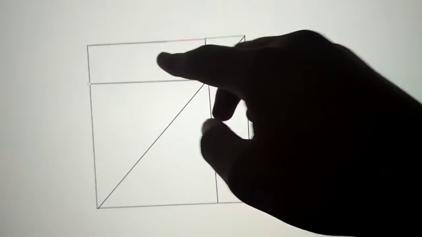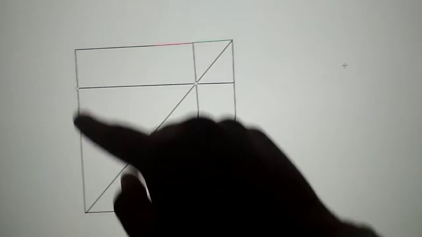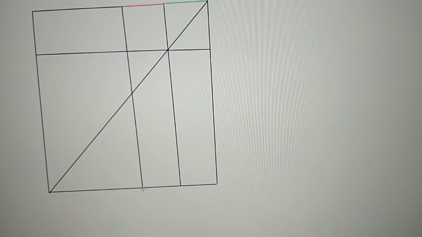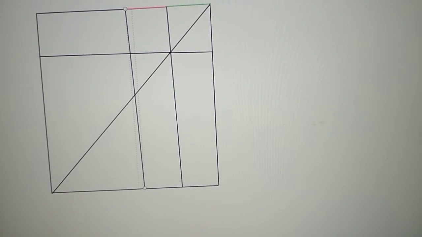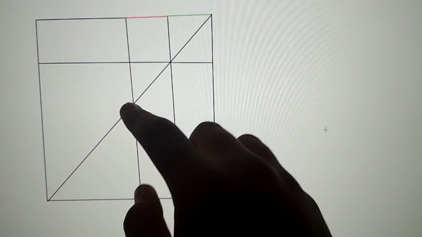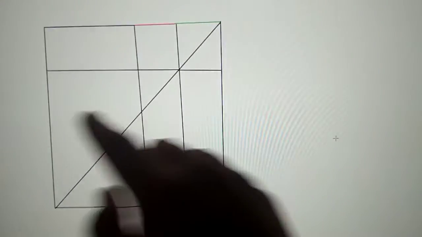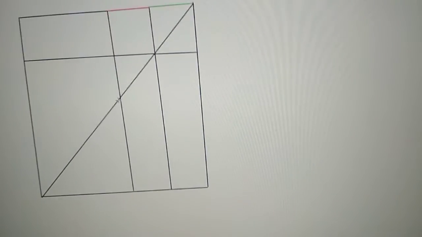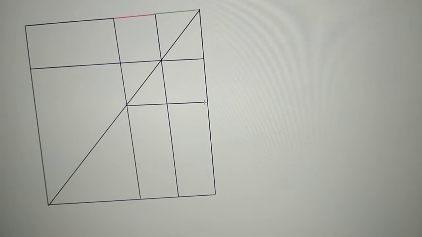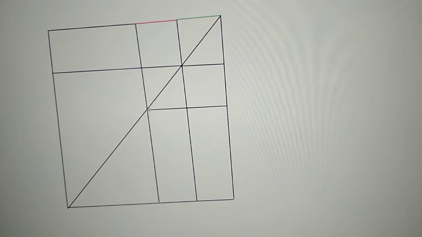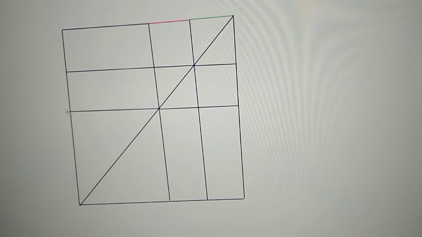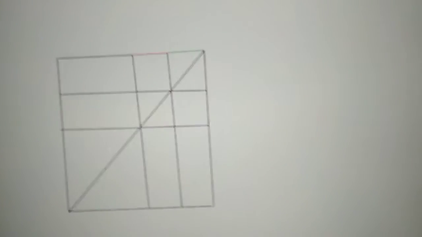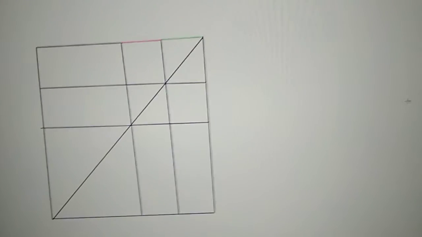And now we're going to do the same thing. From this point over here, we're going to draw a line parallel to this and this. So we do it. And from this point of section, we're going to draw a line parallel to this, and we're going to extend it. So we do that. We extend it. So there. So we have this. What do we know now?